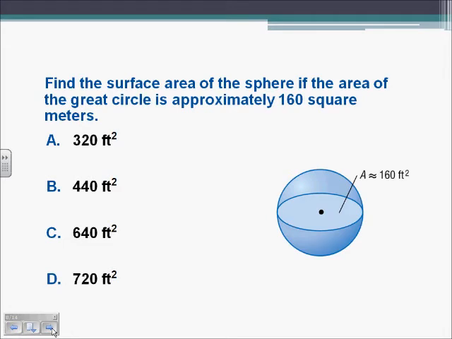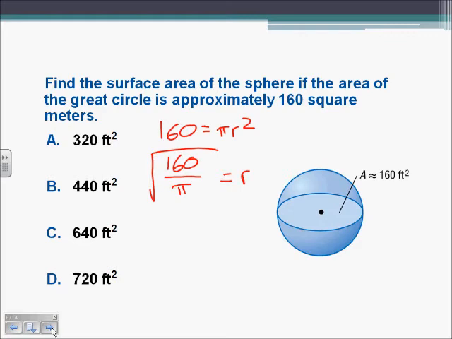Here again, surface area, given that a great circle's area is 160. So we set our 160 equal to area, which is pi r squared. We want to solve for the radius. We divide both sides by pi, so we've got 160 over pi equal to r squared. To get r, we square root both sides. So we know the square root of 160 over pi is going to equal our radius.